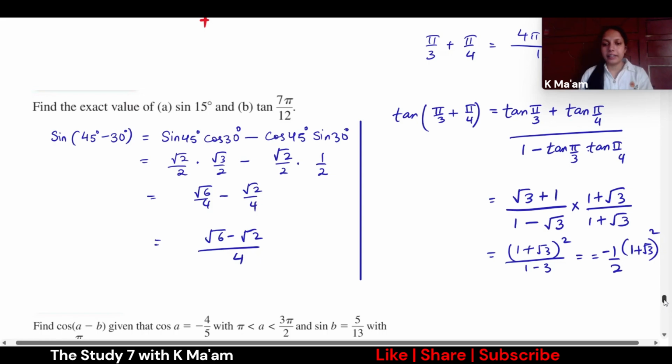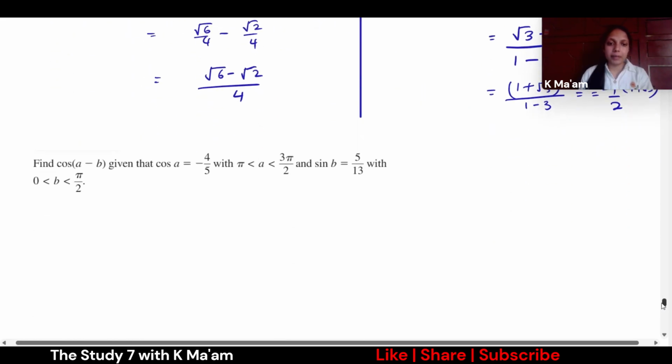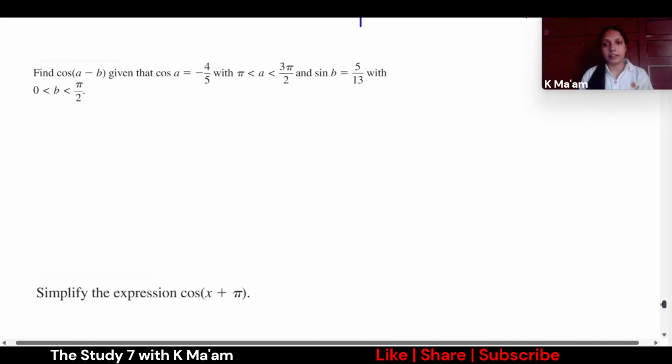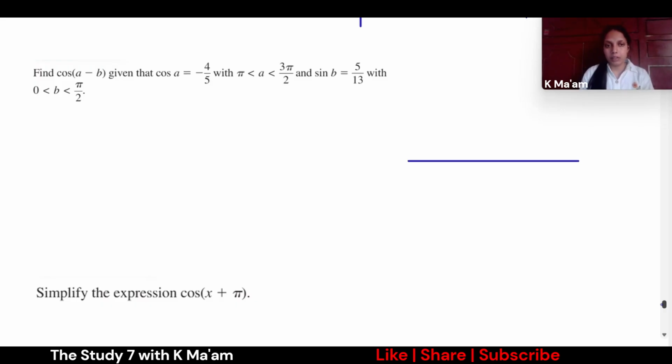Okay. Next. Find cos of A minus B. You have to find cos A minus B. Cos A is provided when A is between pi and 3 pi by 2. That means it is in the third quadrant. In the third quadrant, sine is negative, cos is negative. Another, sine B is 5 by 13 with the B angle between 0 and pi by 2. Okay. What's the formula of cos A minus B? Cos A minus B is cos A cos B plus sin A sin B.